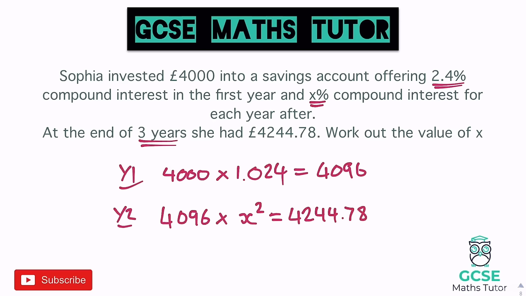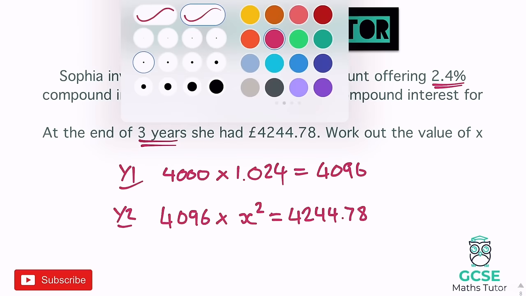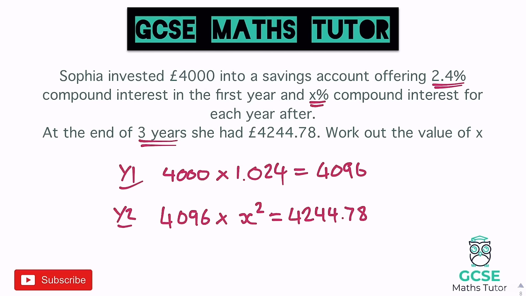£4,244.78. So from this point onwards, it's the same as that last question that we were having a look at there. So we just need to divide both sides by this 4,096. So divide by 4,096, and that's going to tell us what X squared is. So X squared equals, let's type that in, 4,244.78 divided by 4,096. And that gives us 1.03632322.